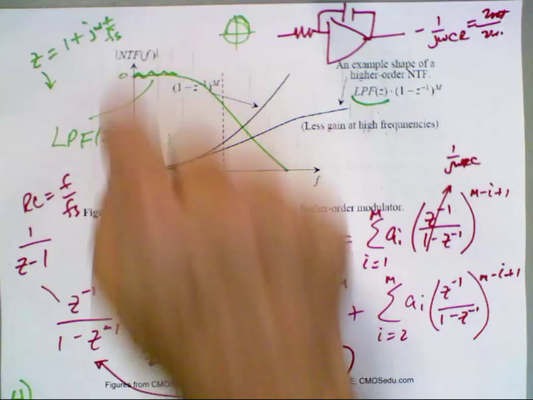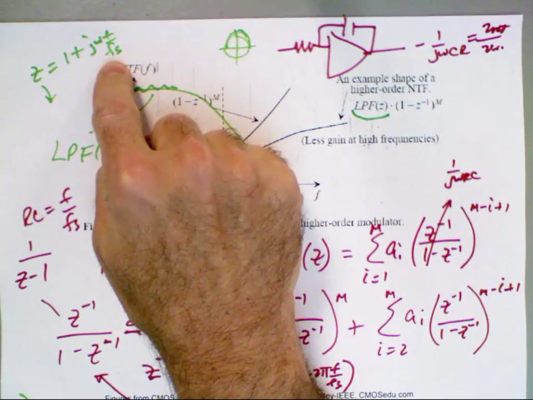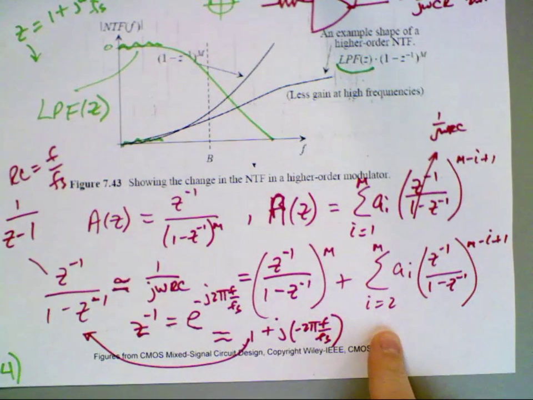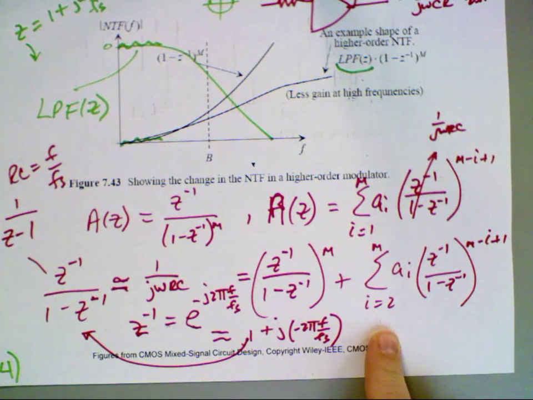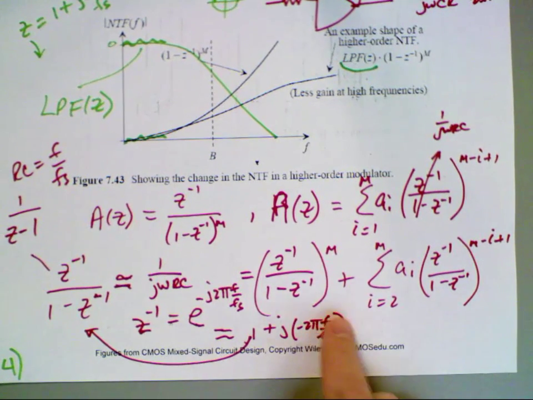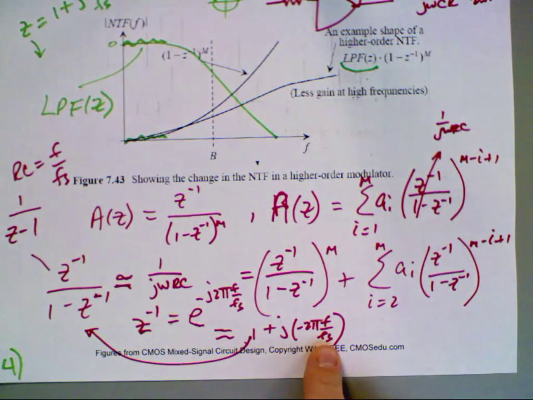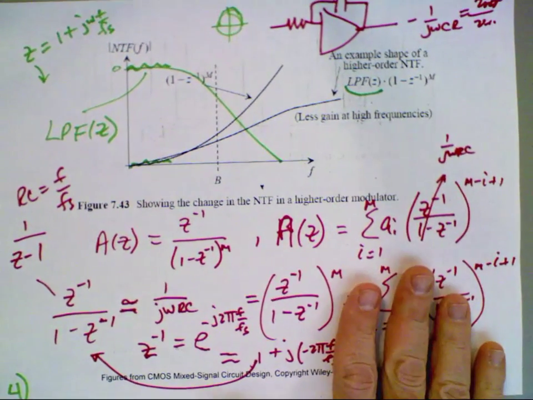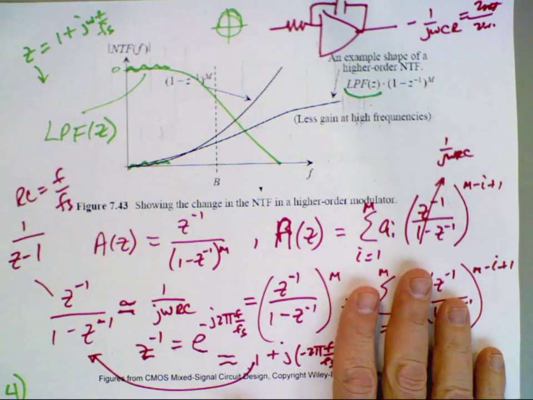Does everybody understand the limitations? Only because it's a Taylor expansion. And what's the third term of the Taylor expansion? This squared divided by 2 factorial, so it only works for f much less than f sub s. It starts to deviate, but for most practical cases, it works well. Any questions before we move on?